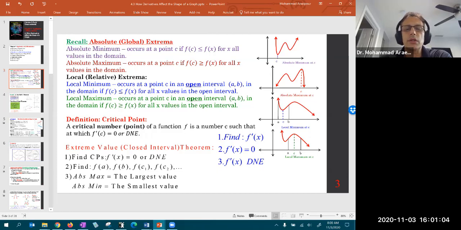Critical point, basically you set f prime equal to 0, where f prime is 0, or f prime doesn't exist. Those are the answers for critical points. Extreme value or closed interval theorem: if you have a continuous function in a closed interval, you evaluate the function at its critical points, the end points as well, and the largest would be the absolute max, the smallest would be the absolute min.